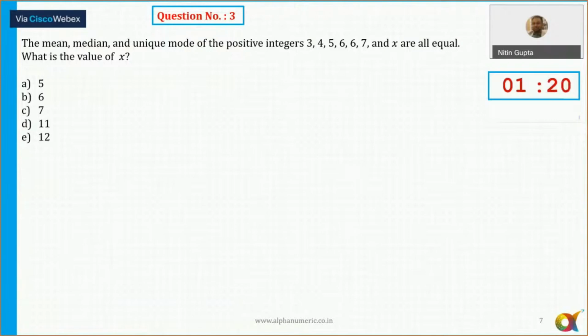Okay. Last 80 seconds is remaining. Nikita is saying option B. Garima is also saying option B. We'll check that, whether these are correct answers or not.